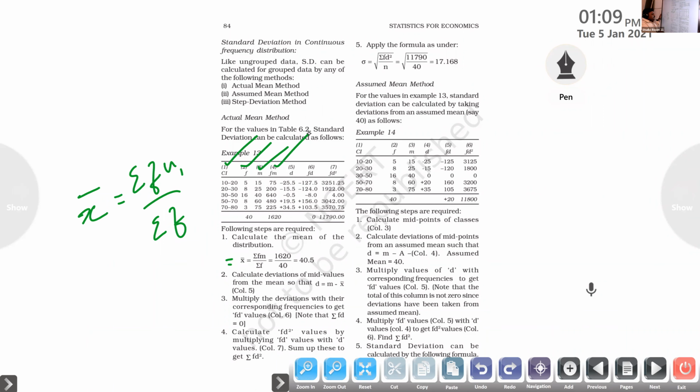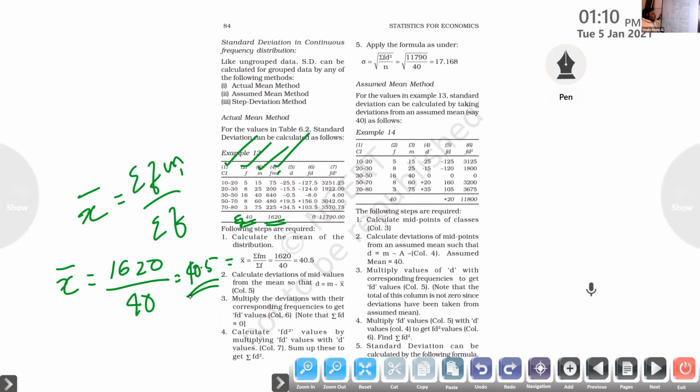Next step, sigma FM. 75 plus 200 plus 640 plus 480 plus 225, we got sigma FM here, that is 1620. So applying these figures to find out the actual mean, x bar is equal to sigma FM divided by sigma f, that is 1620 divided by 40. Sigma f is 40. The answer is 40.5. Clear? Got the idea?